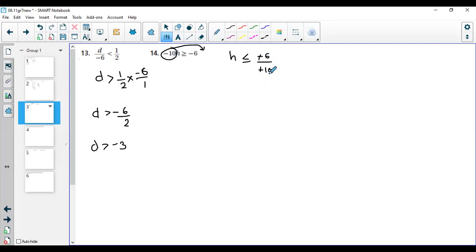But then this is not in the simplest form, so we need to simplify this. We are simplifying it with a 2. So h is less than or equal to 3 over 5. So this is how you need to solve. You need to take a bit of extra care, and only then can you get the answer right without any mistake.